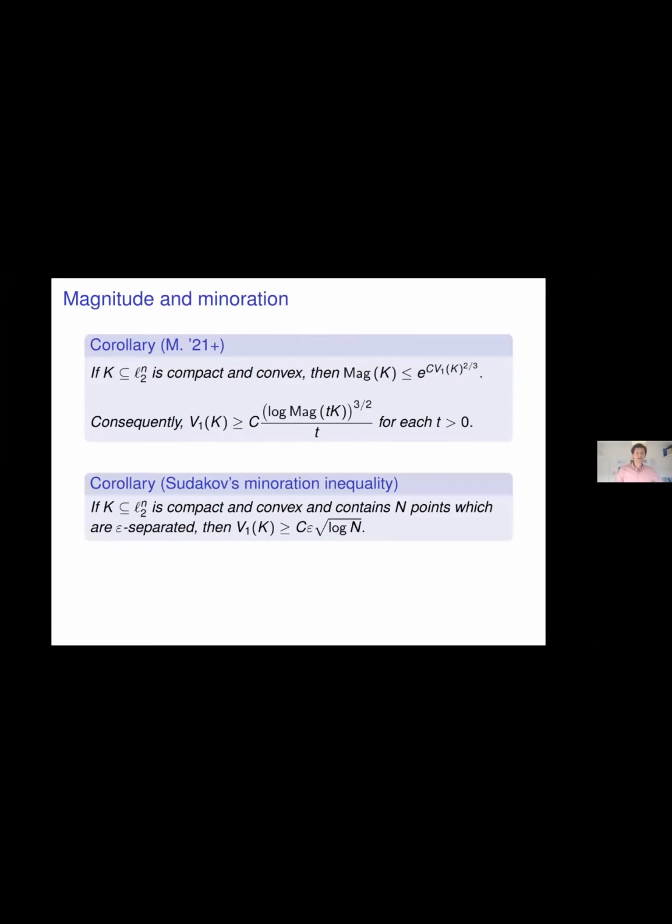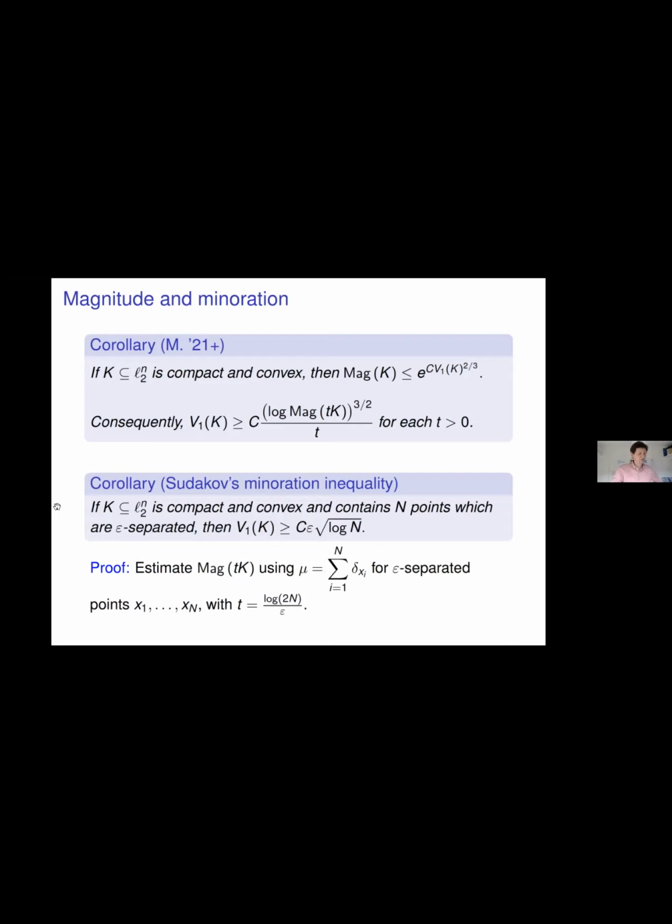And as a corollary, we can almost immediately get from this Sudakov's minoration inequality, which is an important tool in asymptotic convex geometry and in the theory of Gaussian processes, which is this lower bound on V1 in terms of the size of an optimal epsilon net, basically. So I phrased it in terms of epsilon separated families of points. And the idea is we estimate the magnitude using a uniform measure on a collection of points, and we just choose the scaling here appropriately. And then this falls right out.